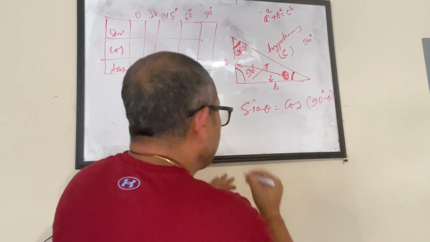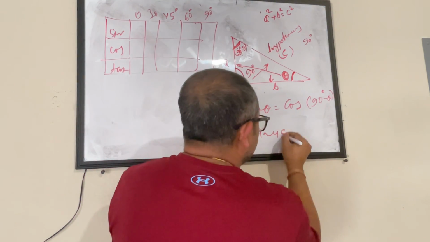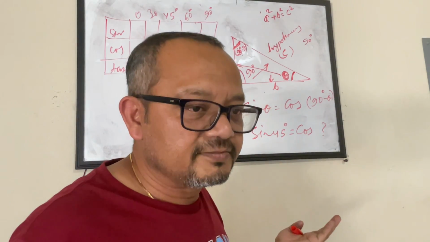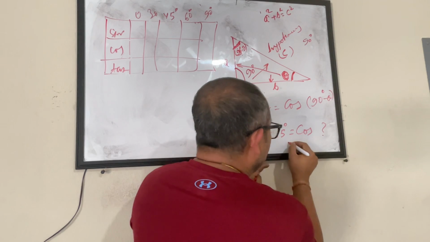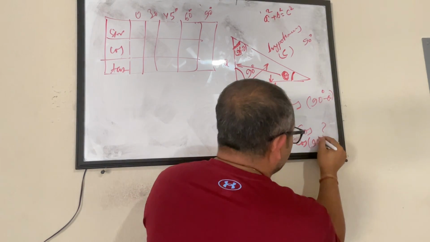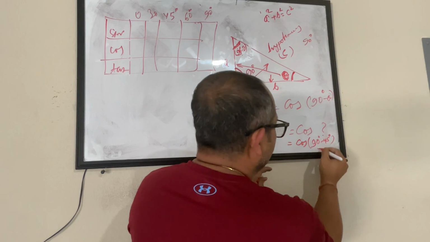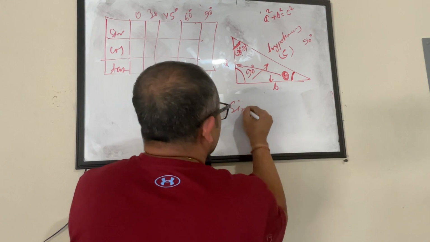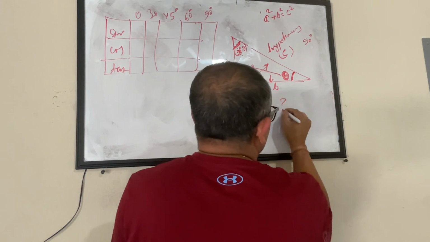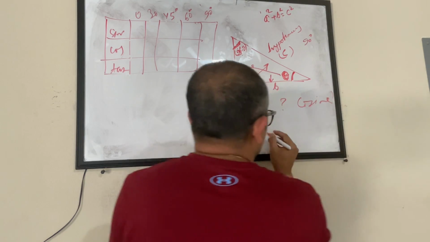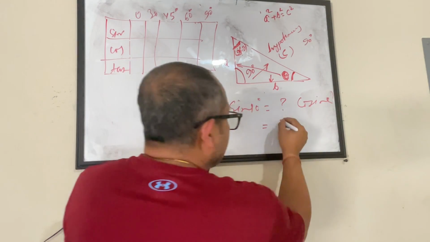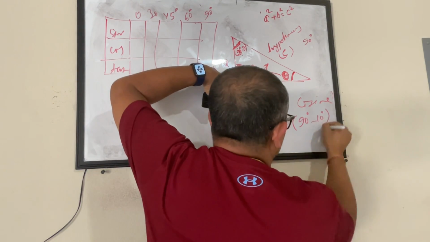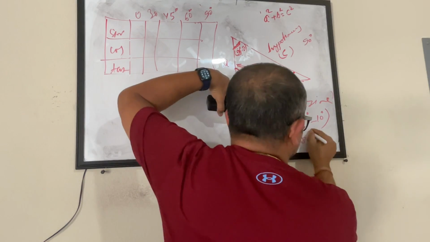If somebody says sine of 45 degrees will be equal to cosine of what? 45. Yeah, 90. So sine of 45 will be equal to cosine of 90 minus 45, which is 45. Similarly, if I say sine of 10 degrees will be equal to what value of cosine? What will you do? It will be cos of the complementary angle. So 90 minus 10 will be equal to cos of 80 degrees.